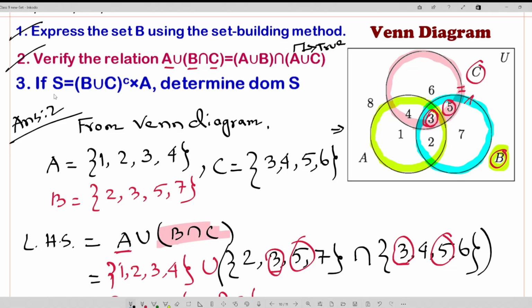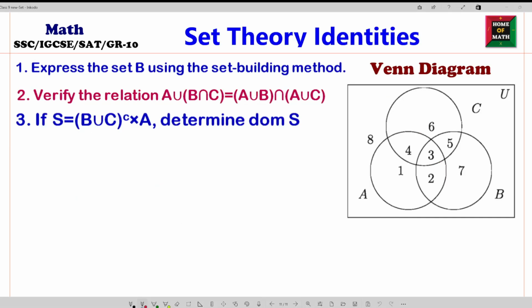And the final question: if S equals the complement set of B union C, product A, we will find the result of dom S. Let's start. Number 3, answer 3.